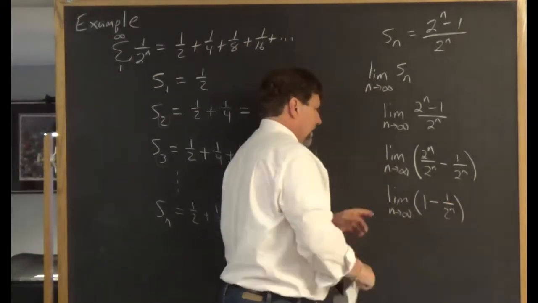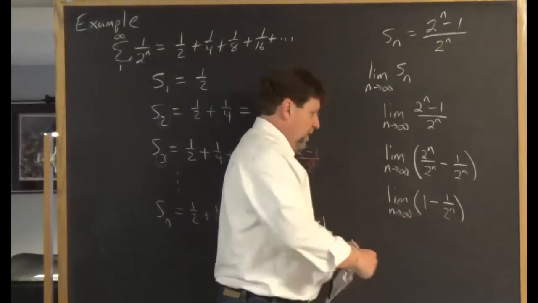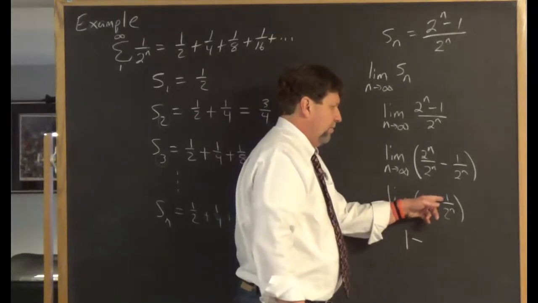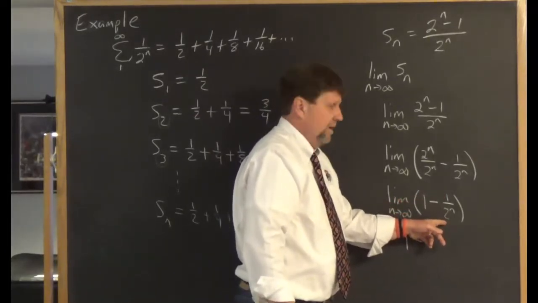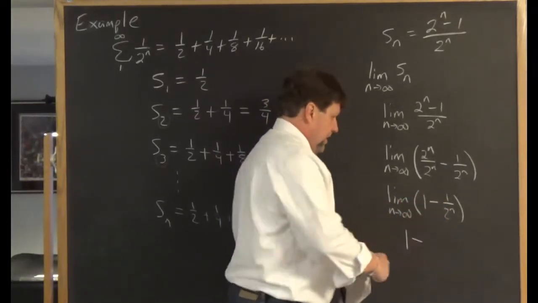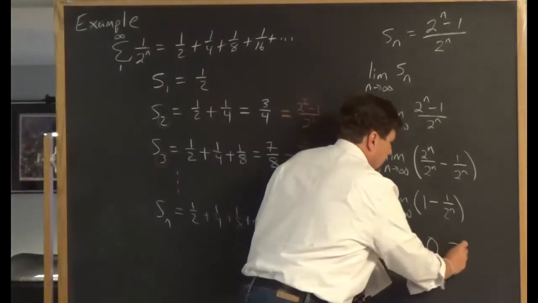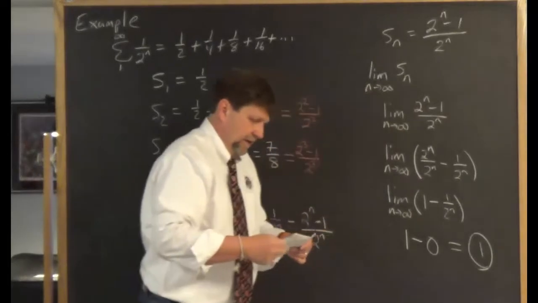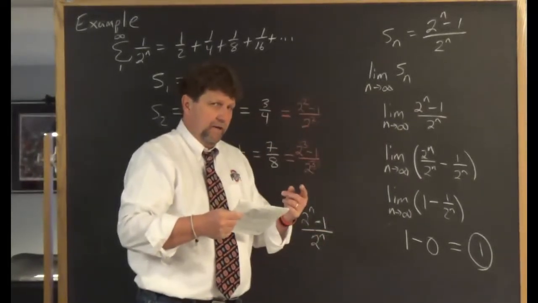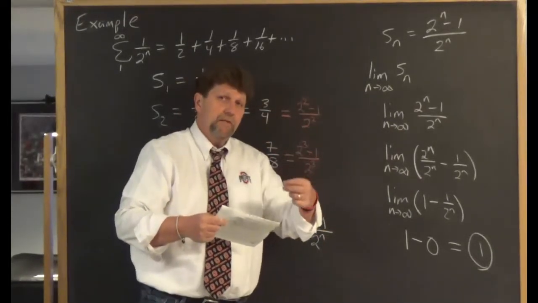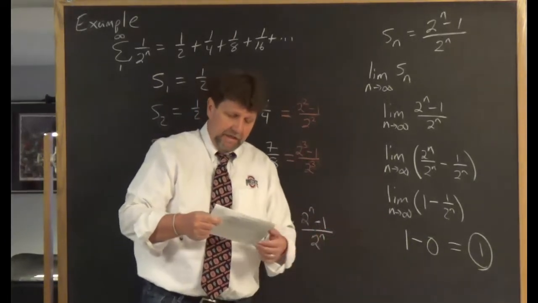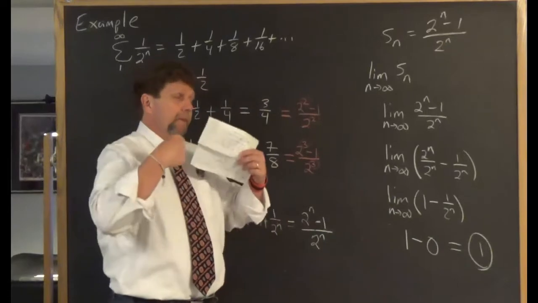So now let's find the limit. The limit as n goes to infinity of 1 is 1. The limit as n goes to infinity of 1 over 2 to the n, well, that's 1 over an incredibly large number, that's 0. This gives us the limit as being 1. So the sequence of partial sums converges, and it has a value of 1.